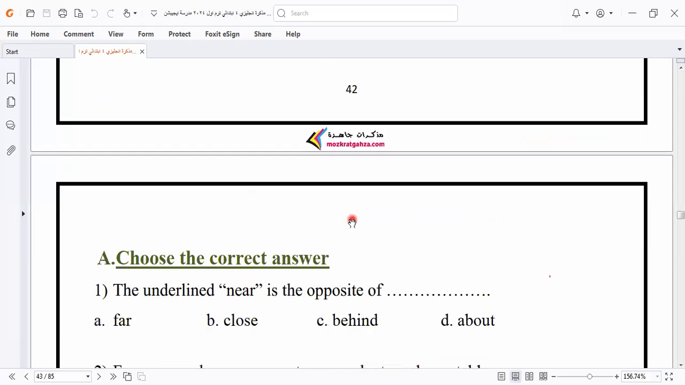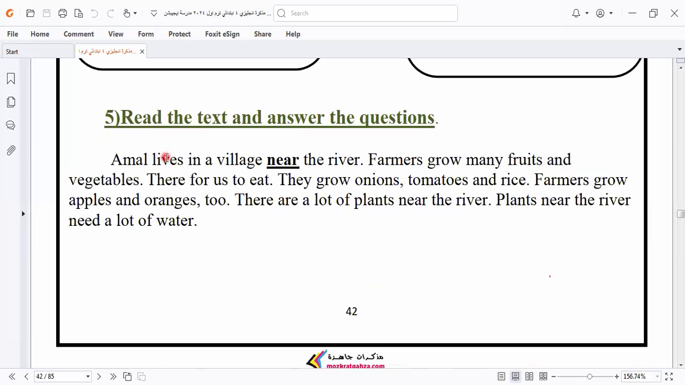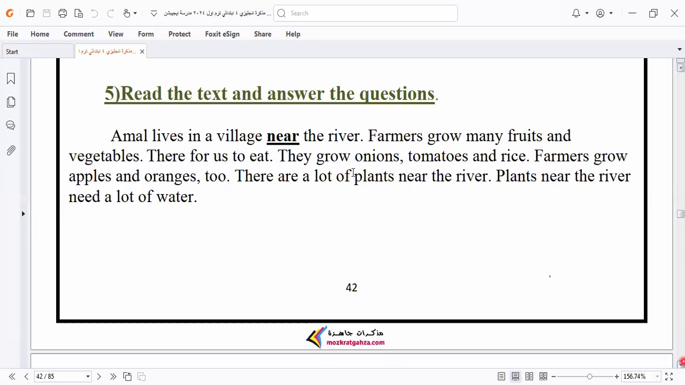Here is the text. I will read it, and I would like you to guess with me how to answer the question. It's important for you to read the text well to answer the question. Anna lives in a village near the river. The underlined word means that we are asking you about this word. When we read, you must read very well to know what the question wants from you.